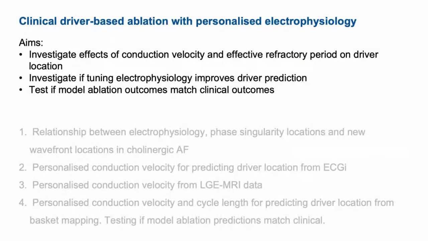The aims here are to look at the effects of conduction velocity, so how fast the electrical wavefront propagates, and the effective refractory period, so the minimum interval between the wavefronts, and where you see re-entry. And we want to test if we tune our models to these properties, do we see a better prediction? And we've got some different approaches for doing this, which I'll go through now.